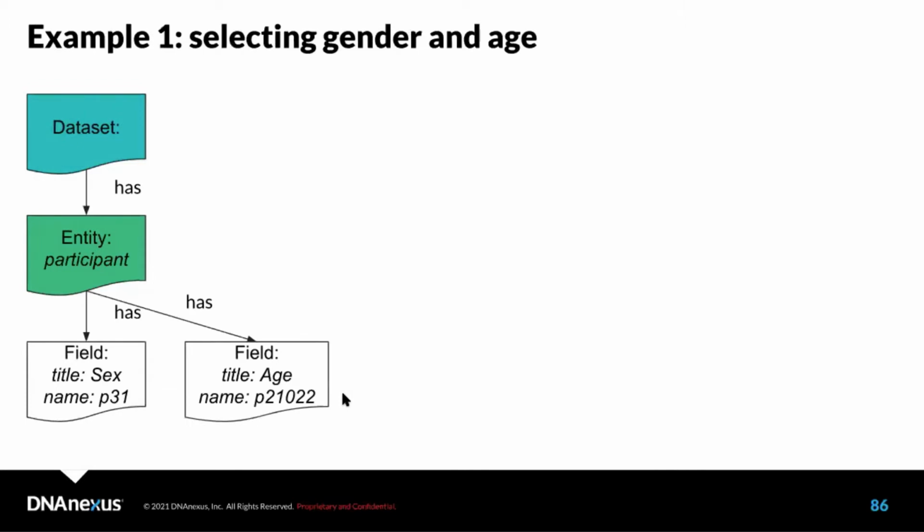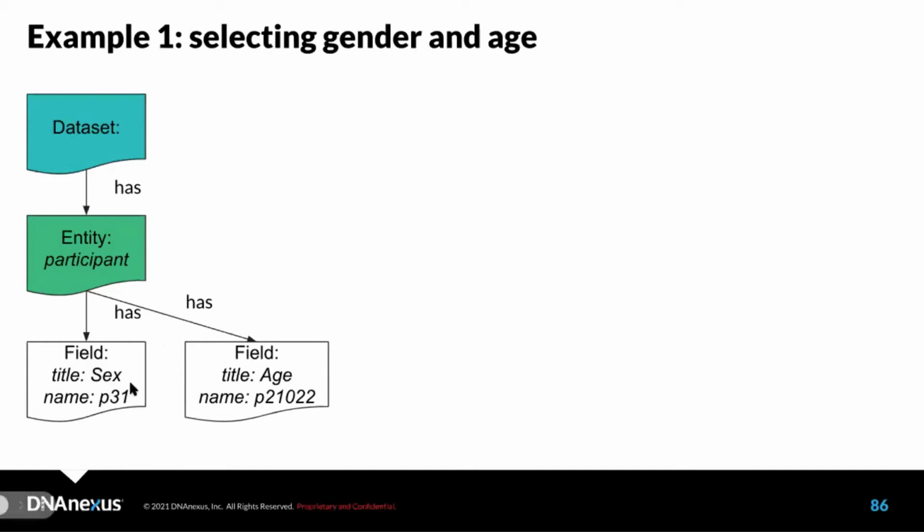Let's go through a quick example of selecting gender and age. We can look at UKB Showcase and get the particular information for our field. Each field has a title and name. The title is what is displayed in places such as Showcase or the Cohort browser. The name is the actual name of the particular field in our entity.